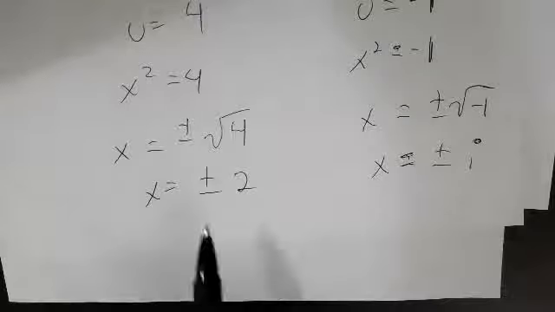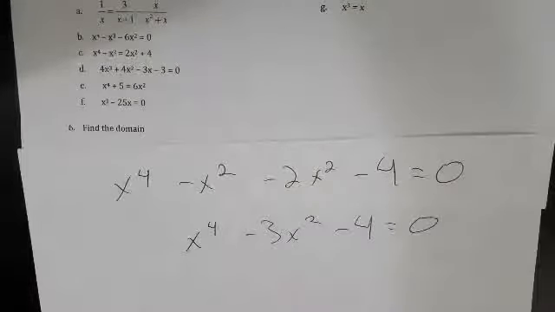So how many different solutions are we getting? 1, 2, 3, 4 different solutions. And we started with something that was quartic, so that seems about right.